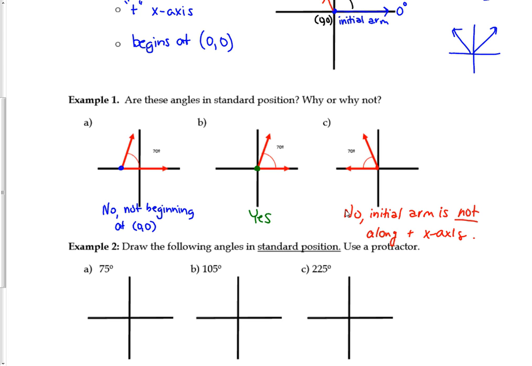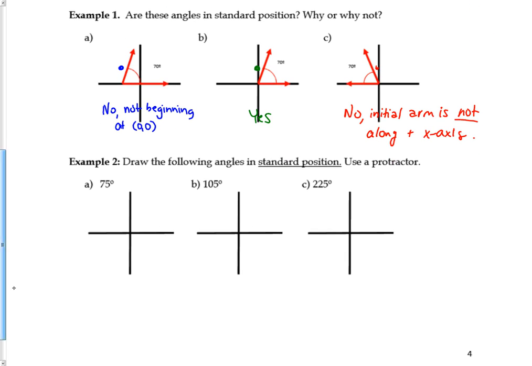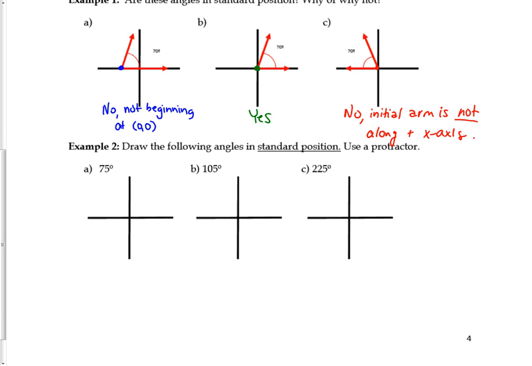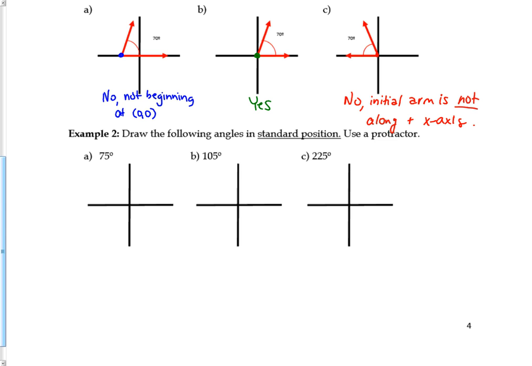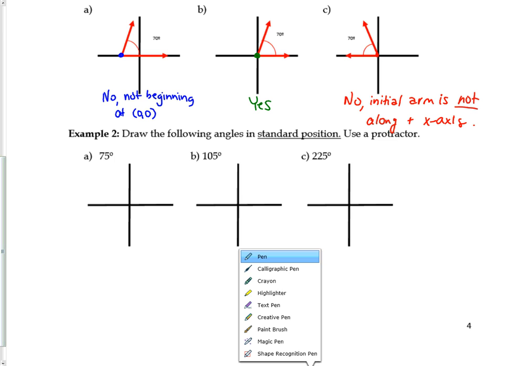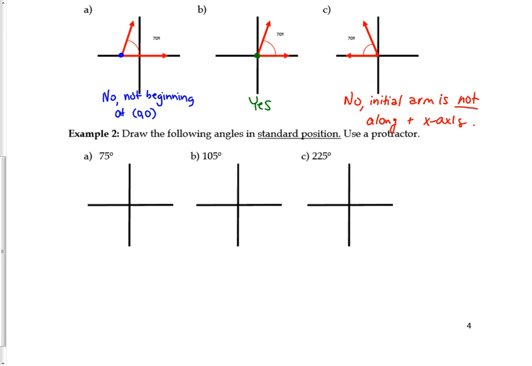So we're going to practice drawing some angles. So let's start with 75 degrees. I have to lock my stuff in place. So 75 degrees. The first thing we want to draw is our initial arm, and our initial arm is always on the positive x-axis, right? So there's my initial arm.